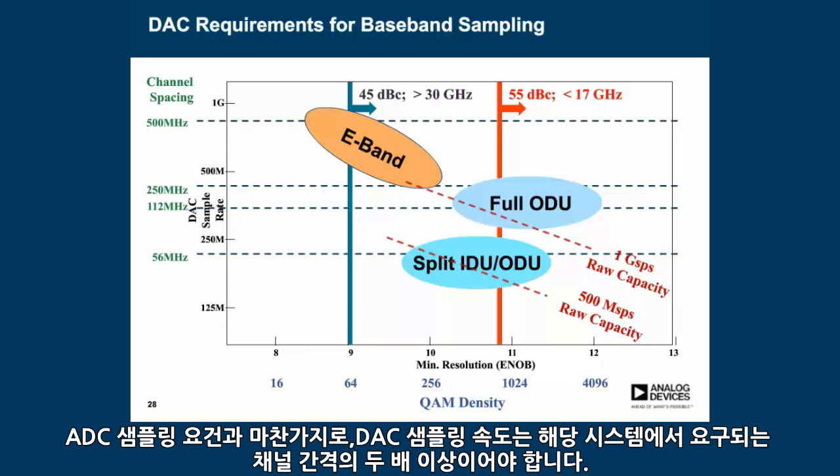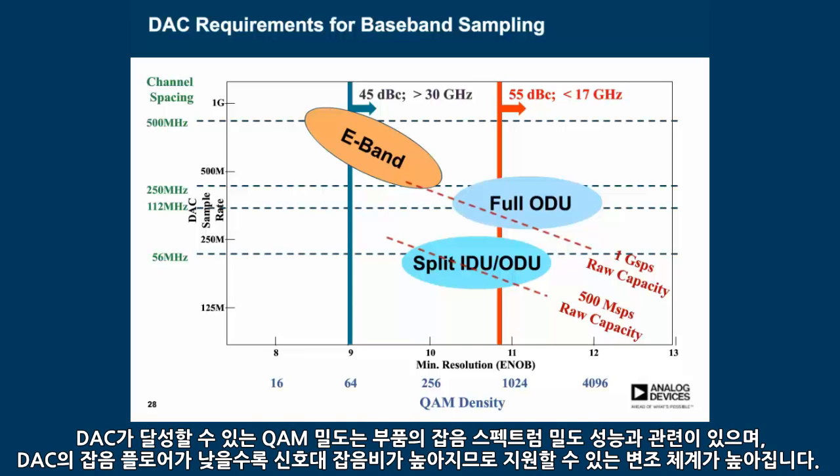Similar to the ADC sampling requirements, the DAC sample rate must be at least twice the channel spacing requirement for a given system. The QAM density achievable by the DAC is correlated to the noise spectral density performance of the part. The lower the noise floor of the DAC, the higher the possible signal-to-noise ratio, and therefore the higher the modulation scheme that can be supported.